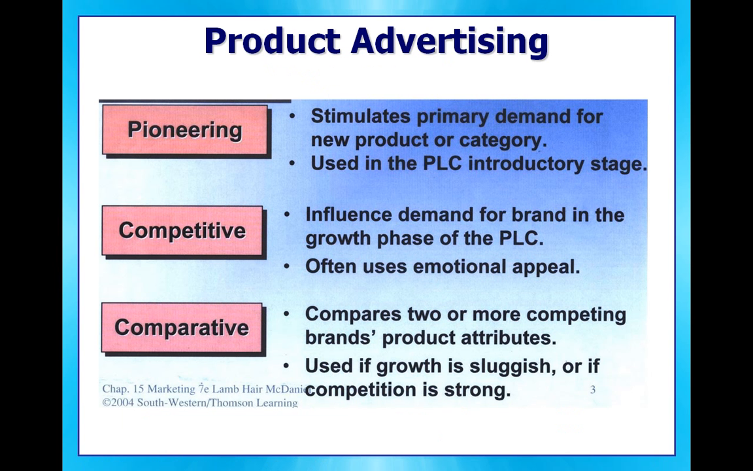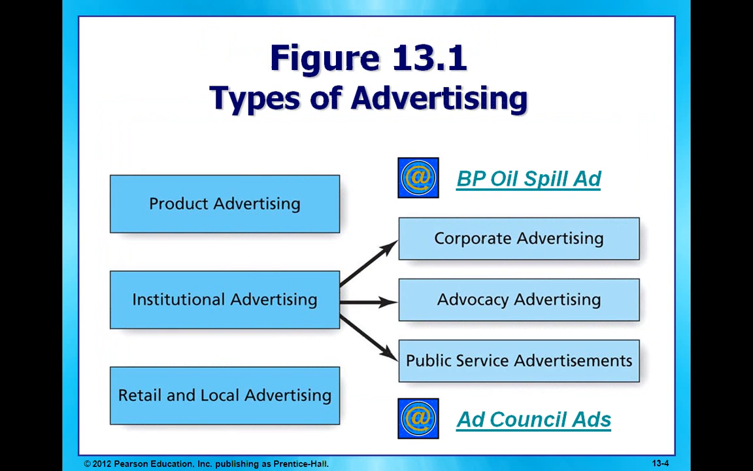Okay, product advertising is precisely what it says it is. Product advertising, you can have three types: pioneering, competitive, or comparative. And if we don't do product advertising, we do institutional advertising. Let's look back here for just a moment. Institutional advertising is where you try to create the image of the corporation.